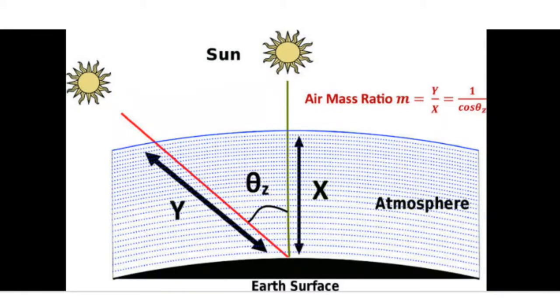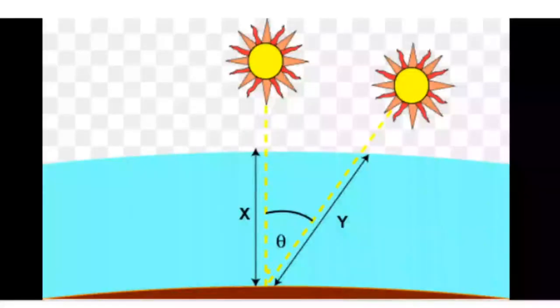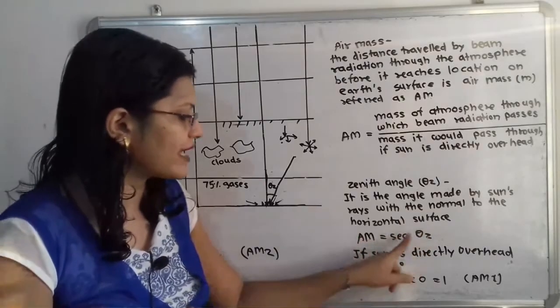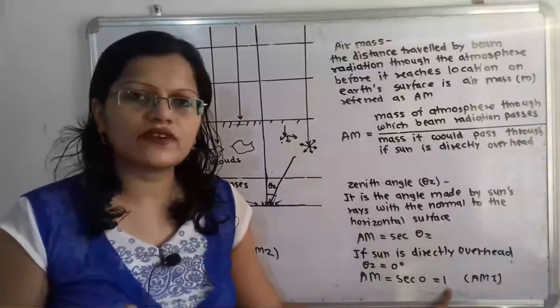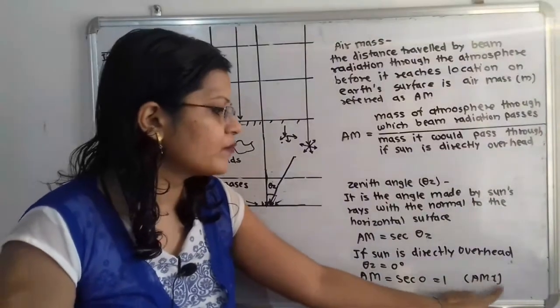Now how can we find out this air mass? We first have to find out the zenith angle theta z. When the sun is directly overhead, the beam radiation or direct radiation reaches the earth's surface, and at that point there is no angle, that means theta z is equal to 0. So when theta z is equal to 0, we put the value 0 here: air mass is equal to sec of 0, and sec 0 is equal to 1. So this AM at theta z 0 we can say is AM 1.